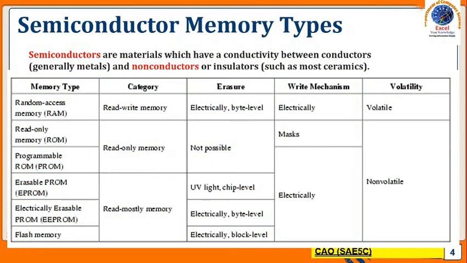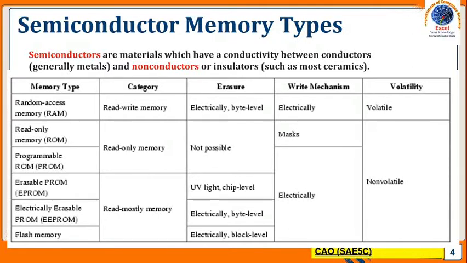The semiconductor memory, or in other words the random access memory types, are called semiconductors. Semiconductors are materials which have a conductivity between conductors, generally metals, and non-conductors. So the conductivity of electricity between the metals and the insulators is called semiconductors, and non-conductors are insulators, mostly ceramics, that do not conduct, or the electricity does not pass through them. That is why we have insulation tapes available.